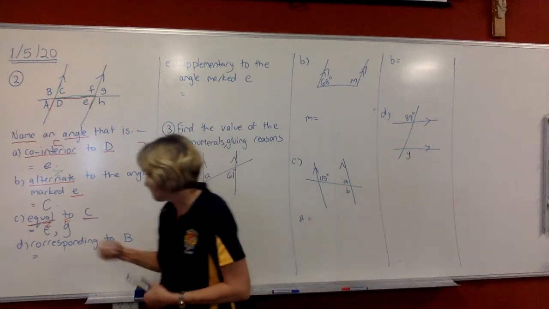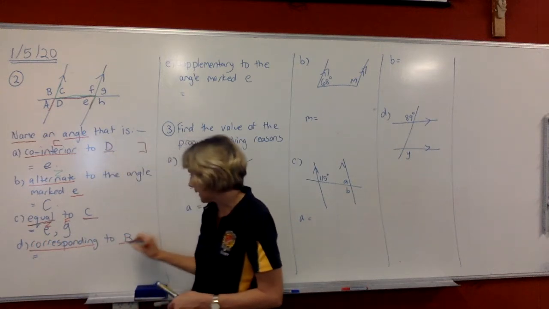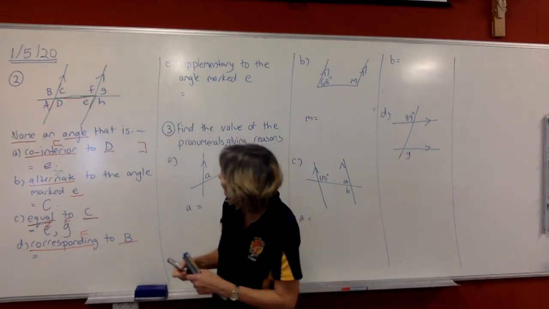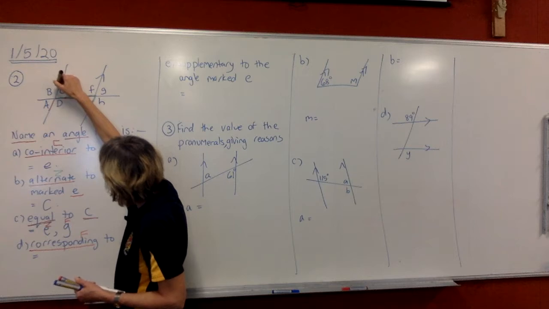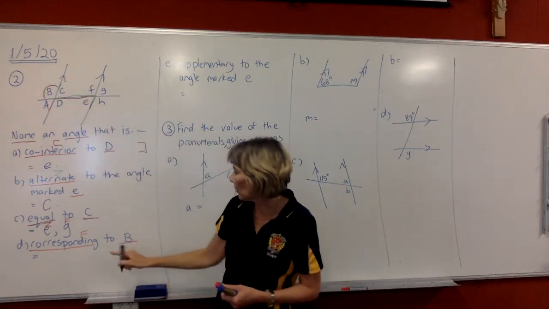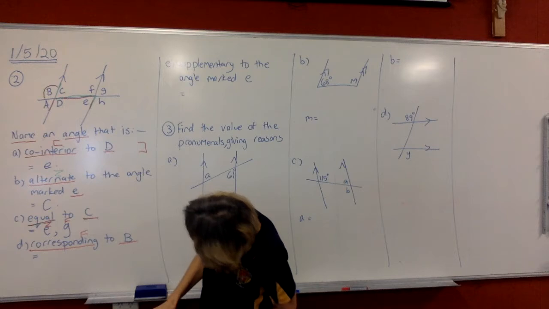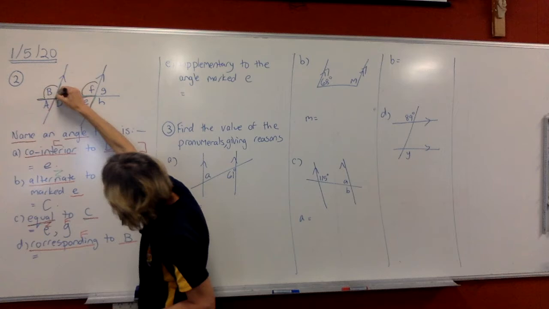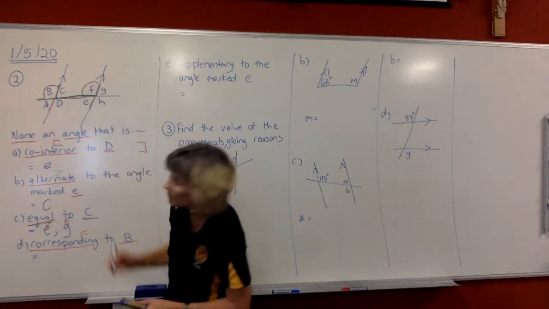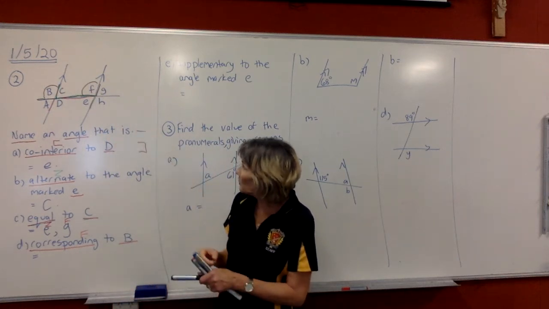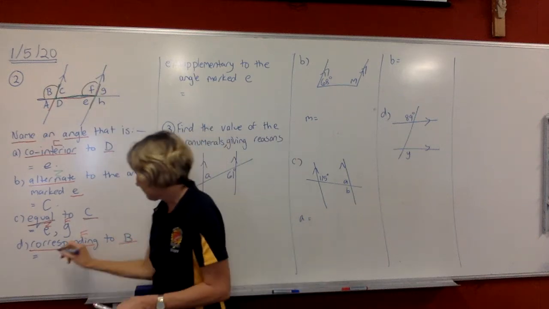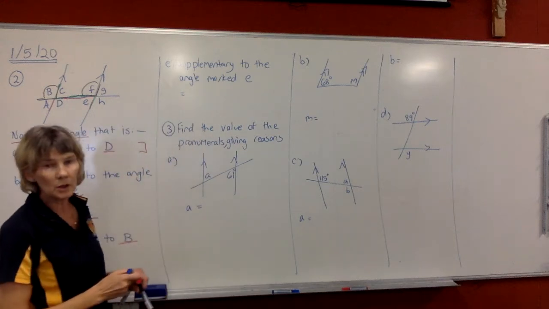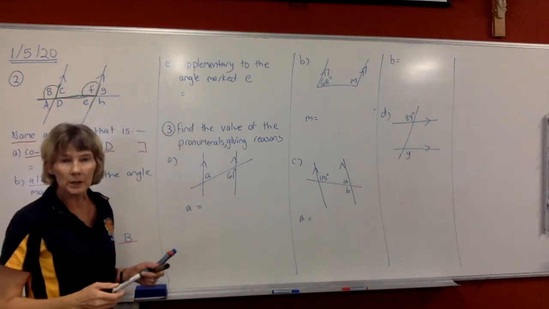All right, in the next one, it's corresponding to B. Corresponding forms an F shape with B. So if we have a look at capital B, it's up here. We've got to form an F shape. So look at it with the parallel lines across the page. And if we go around that, we will get our F shape. So the one corresponding to B is little f. These questions are a little bit challenging, but you can do them. Just got to be patient, underline the key words in the question.